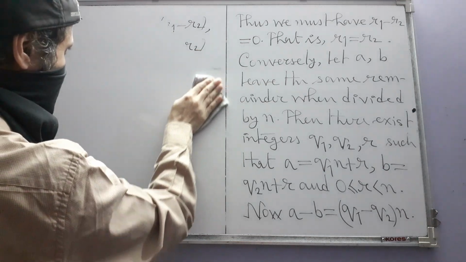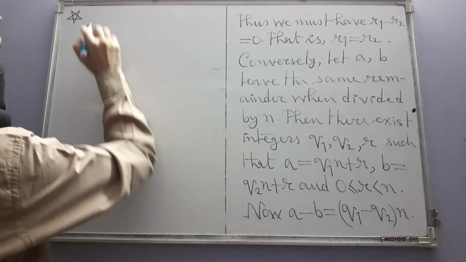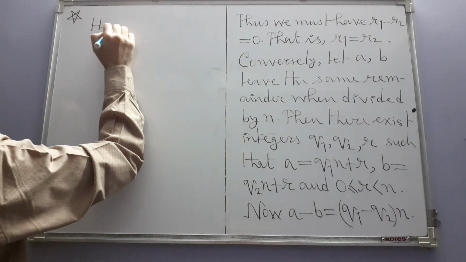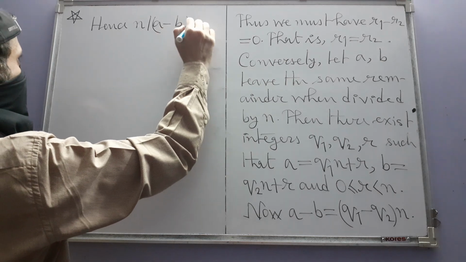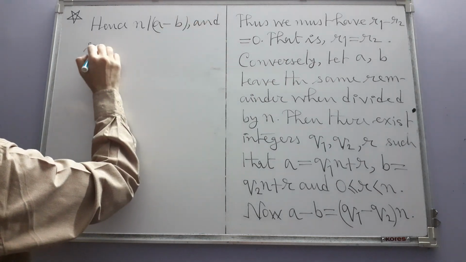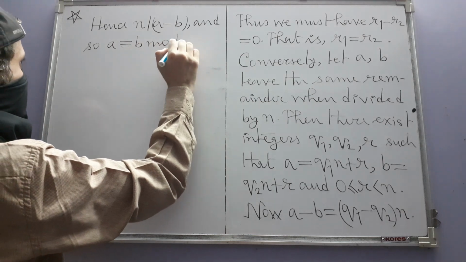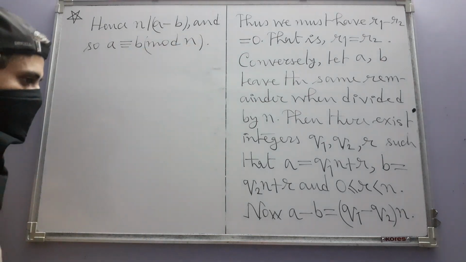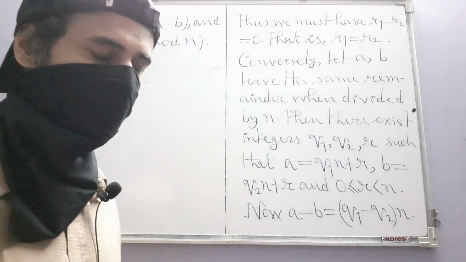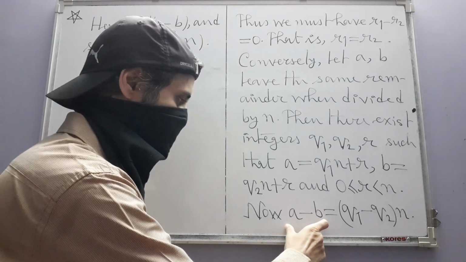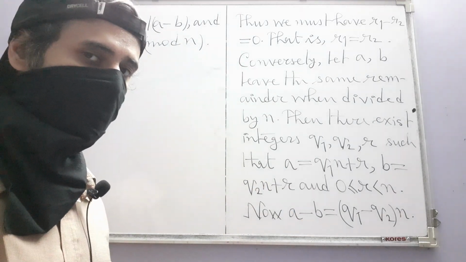You can now almost see what to write next. Hence, n divides A minus B, and so A is congruent to B mod n. Now this result roughly says this, that congruence is a kind of equality only.